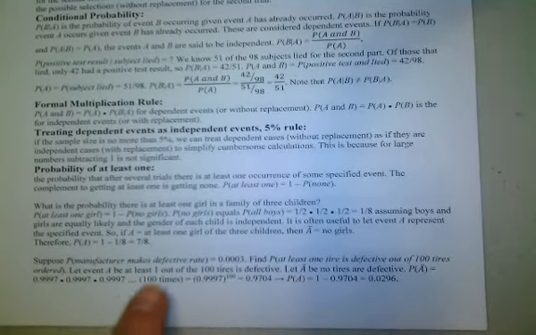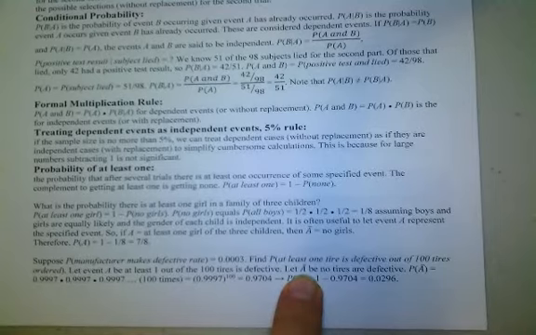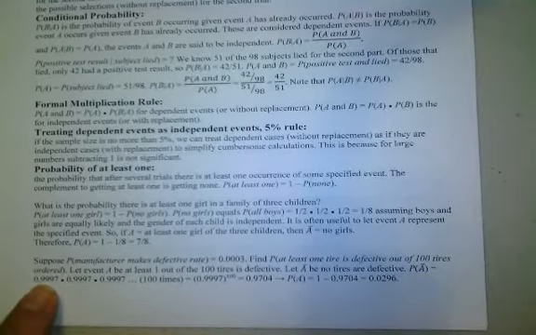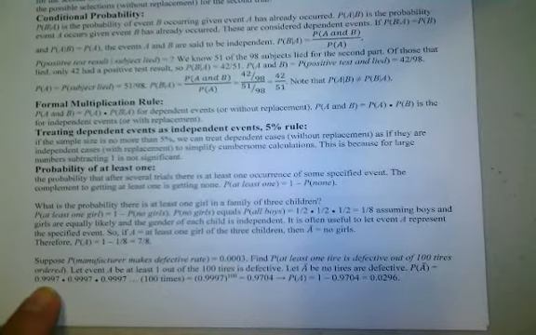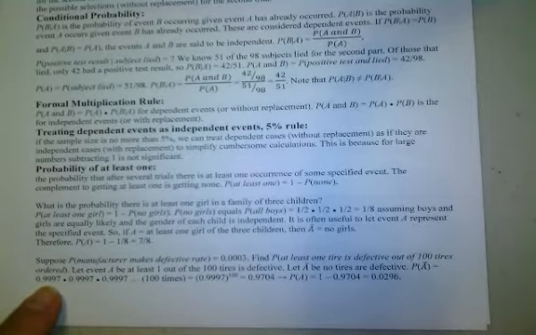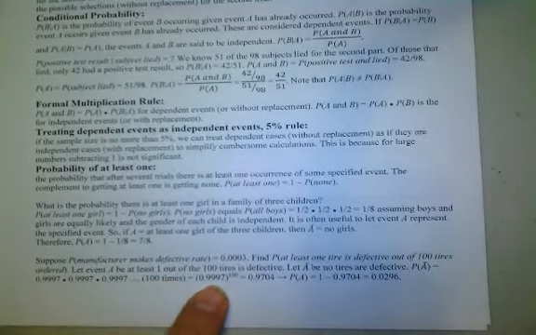Well, if we let A be at least 1, then not A means no tires are defective. And the probability of not A is 0.9997. That's 1 subtract the 0.0003, 0.9997. Now, we're going to do 100 tires. So it's 0.9997 times 0.9997 times 0.9997, 100 times. Or, in exponent form, 0.9997 to the 100th power.